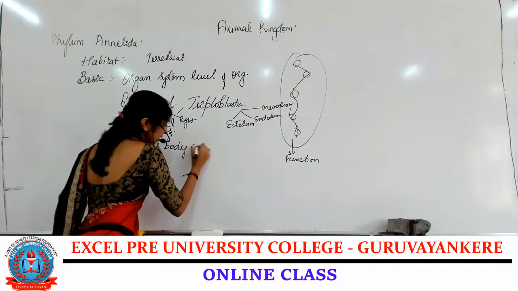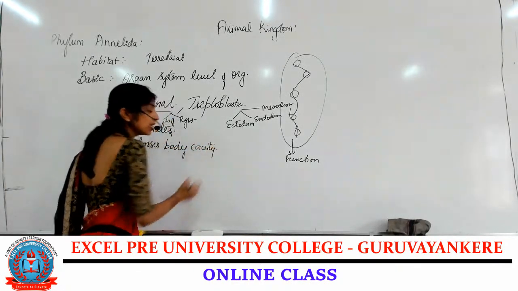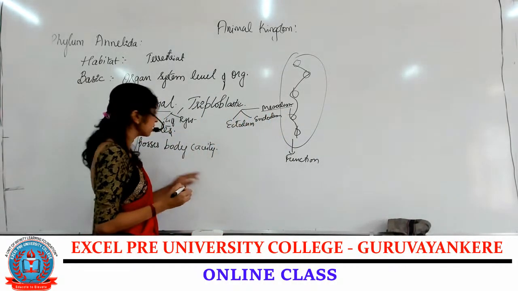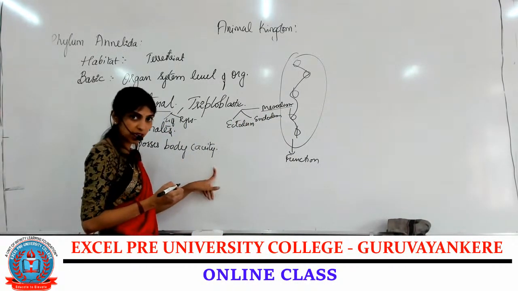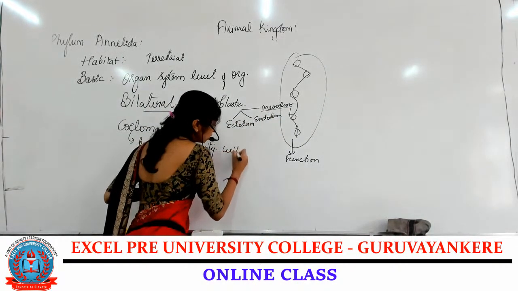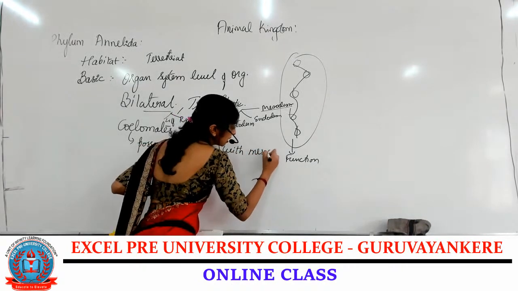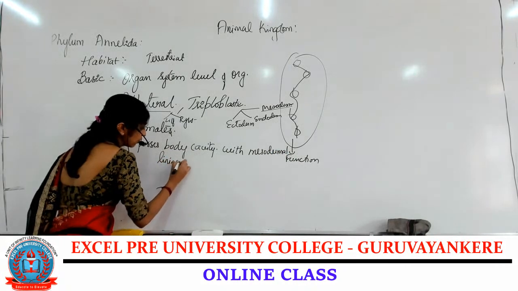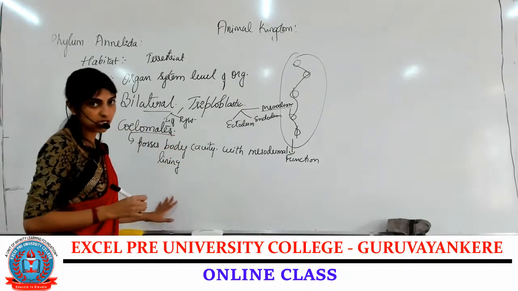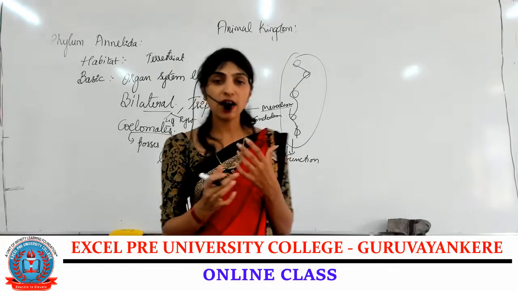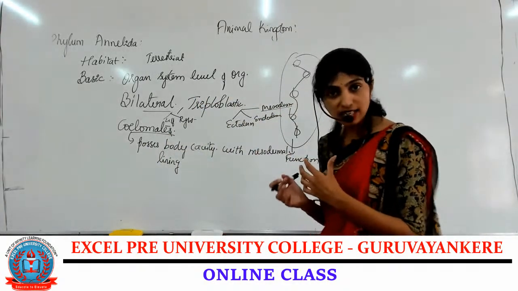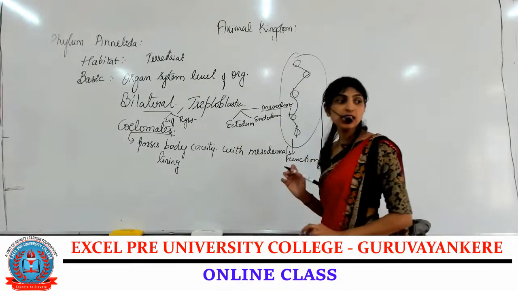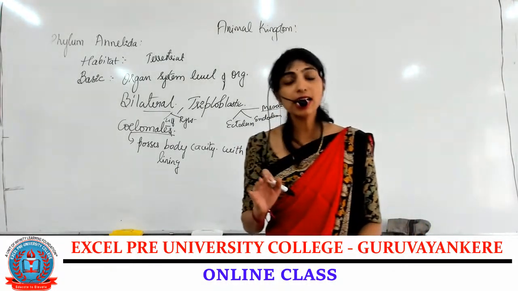They possess a body cavity, and the criteria here is that the body cavity has to be lined by mesoderm. Here the organism possesses a body cavity with mesodermal lining, and then we call them coelomates. The organism which has a body cavity, and that body cavity is lined by mesoderm, we call it coelomates.